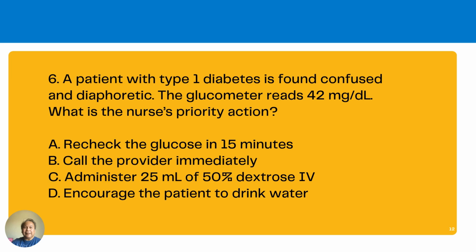So let's go to question number 6. A patient with type 1 diabetes is found confused and diaphoretic. The glucose reading is 42. What is the nurse's priority action? So is it letter A, we check the glucose in 15 minutes? Is it B, call the provider immediately? Or is it C, administer the 20 ml D50? Or is it D, encourage the patient to drink a lot of water? 10 seconds.